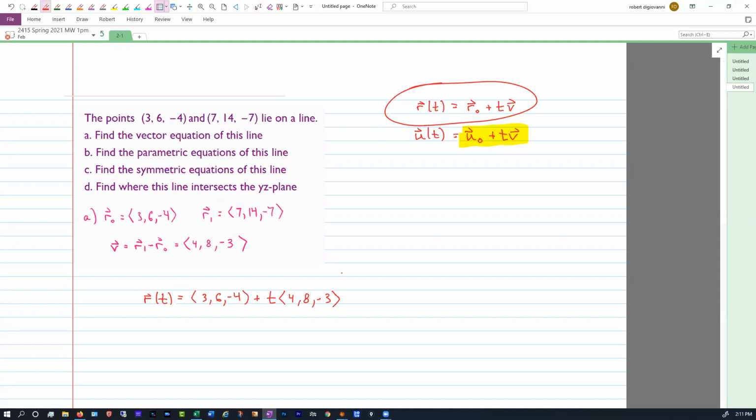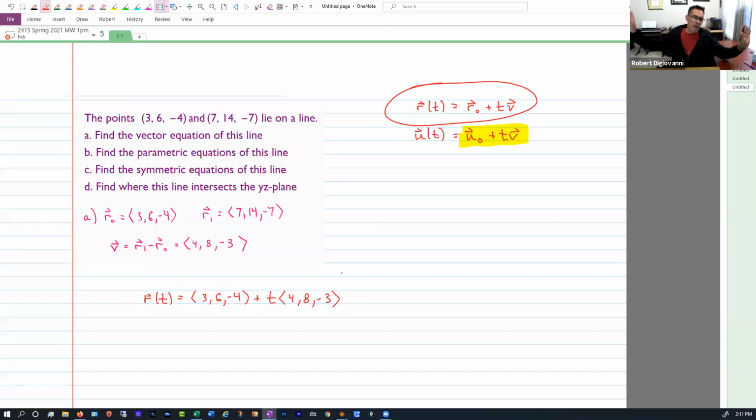You go ahead and let t be all the real numbers. It'll draw you the whole line. Okay, so that's part A. Part B, parametrics. So Alberto.